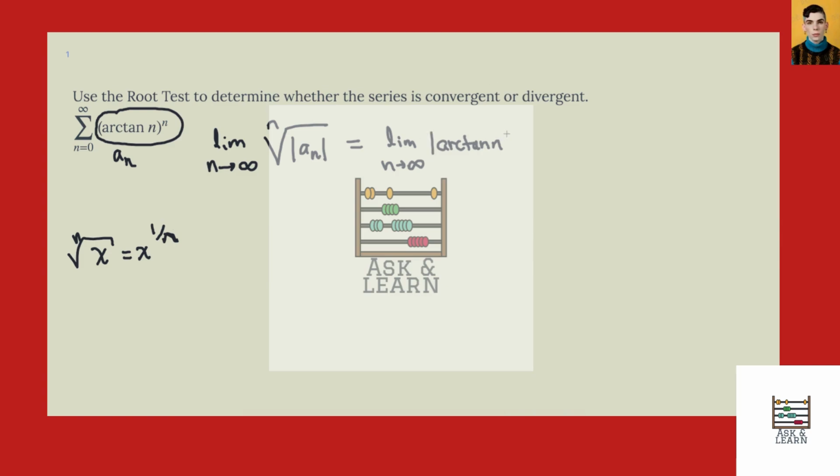Also, we're dealing with absolute value here. So let me just put the absolute value inside. And this is all being raised to the 1 over n. And so we're dealing with the exponent in the following form.